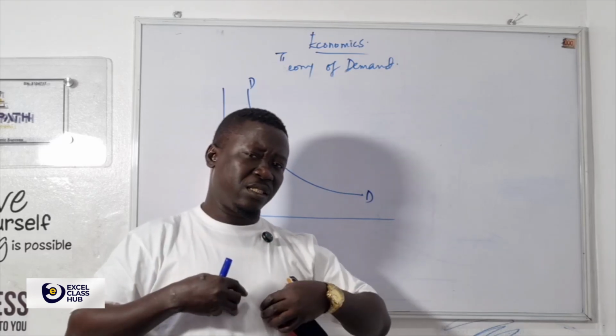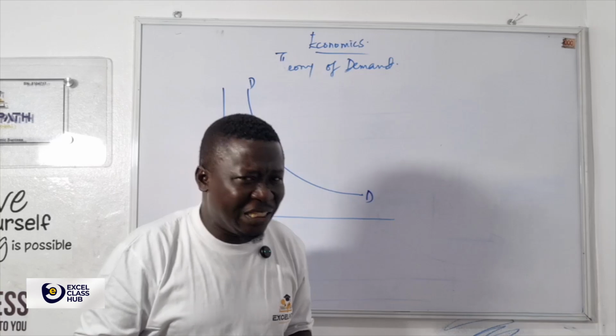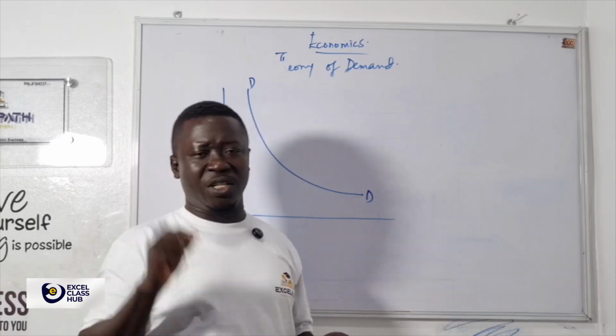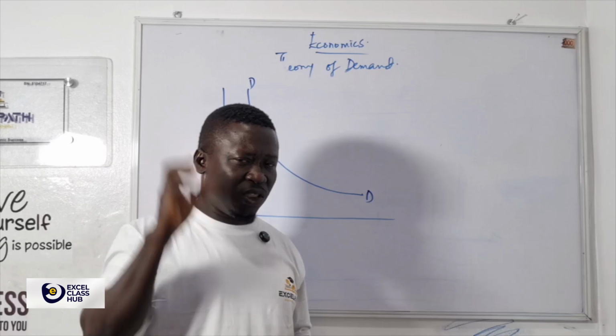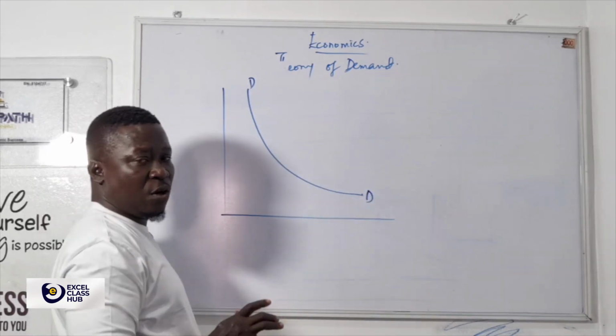As a JAMB student, you should understand one fact. JAMB will not start asking you to define demand. It's an OBJ examination. Just to pick A, B, C, or D by testing your knowledge. Now, this is a demand curve.